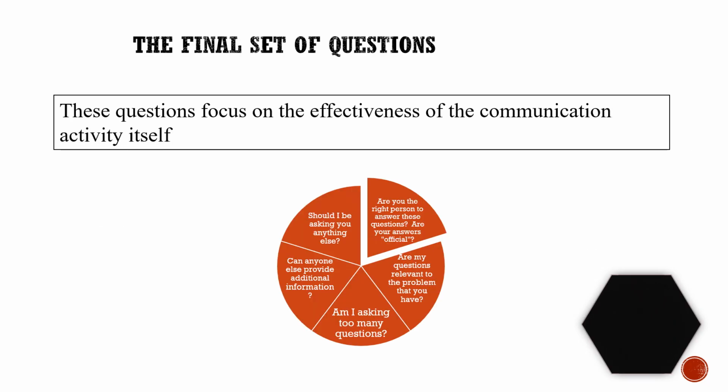So here is the final set of questions that a requirement engineer will ask in inception. These questions focus on the effectiveness of the communication activity itself. So here are the parts of it. Are you the right person to answer these questions? So is the person who is answering the questions an official or not? Are my questions relevant to the problem that you have?